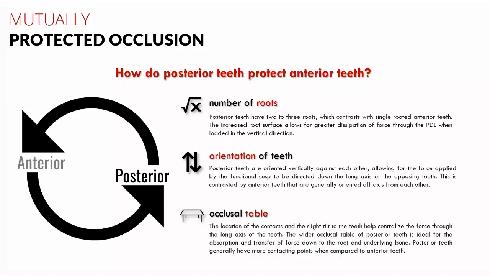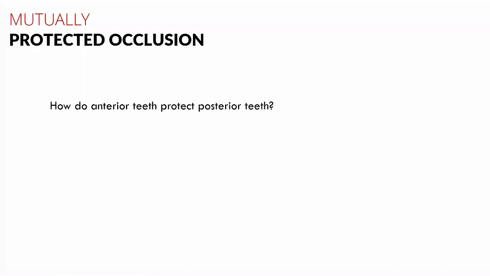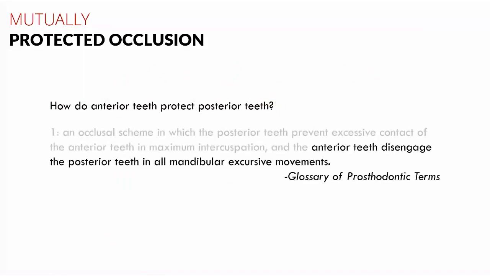How do anterior teeth protect posterior teeth? Is that the next part? Yes. Okay, so let's read what they said. Anterior teeth disengage the posterior teeth in all mandibular excursive movements, okay? So this term excursive, I'll just have you understand that as any movement away from your maximum intercuspation position. So think of maximum intercuspation as your endpoint position or your home base. If you put all your teeth together, that's your MIP. Any movement away from that is going to be an excursive movement.